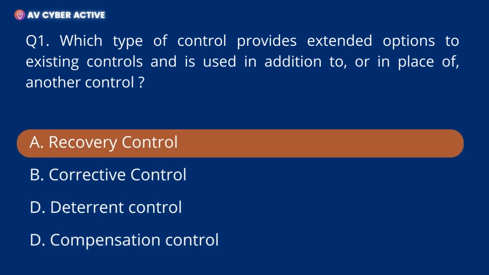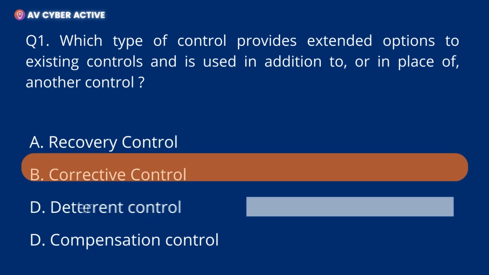Option A, recovery control. So what is a recovery control? So recovery control is something that attempts to repair or restore some resources or functions or capabilities after some security violation has happened. So that's basically, to sum it up, that's a recovery. You try to recover from something that has already been damaged.